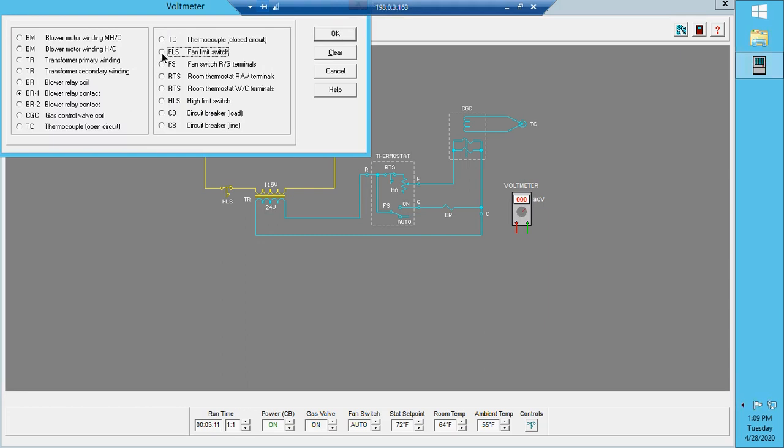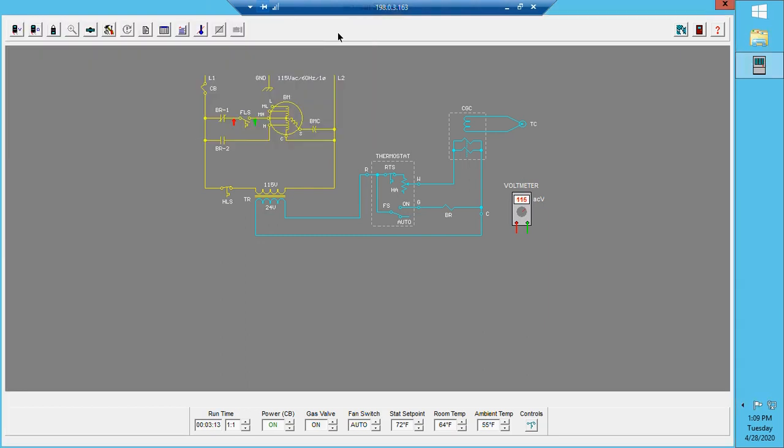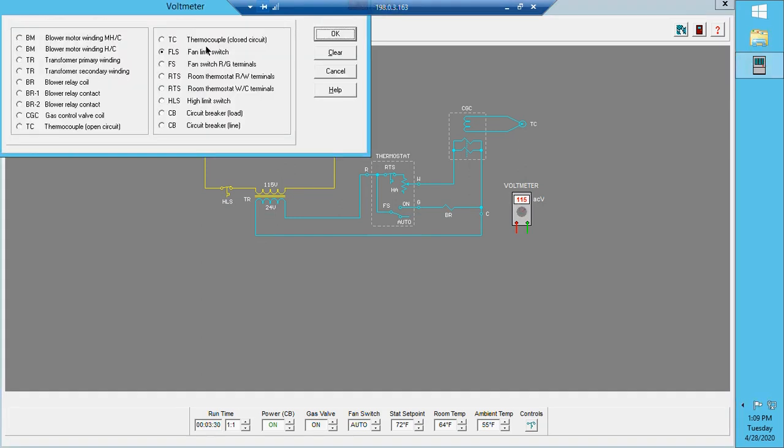Let's go to our fan limit switch. What about our fan limit switch? Okay, 115 volts. Source voltage across this switch indicates that the fan limit switch is in the open position, which means that the blower is most likely not on. So let's go over to our blower. Where's my blower?